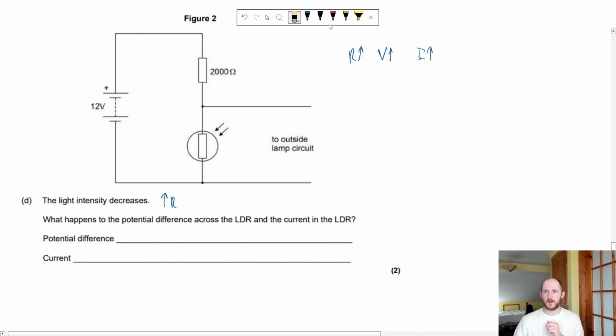So why am I saying this? Well, if the resistance of this increases, then you get a bigger share of the potential difference. So that means the potential difference increases.